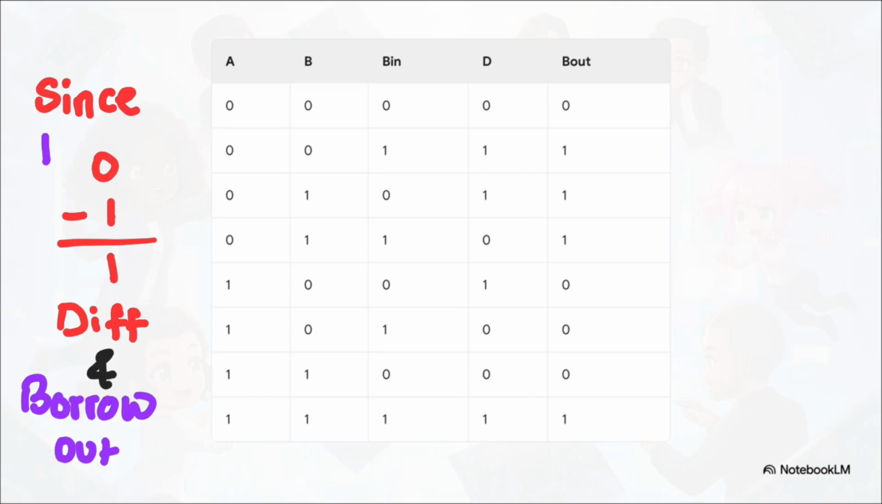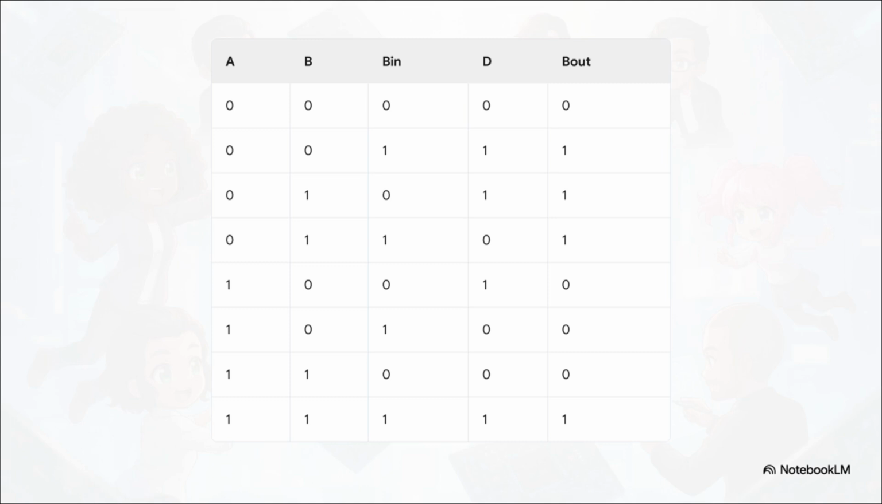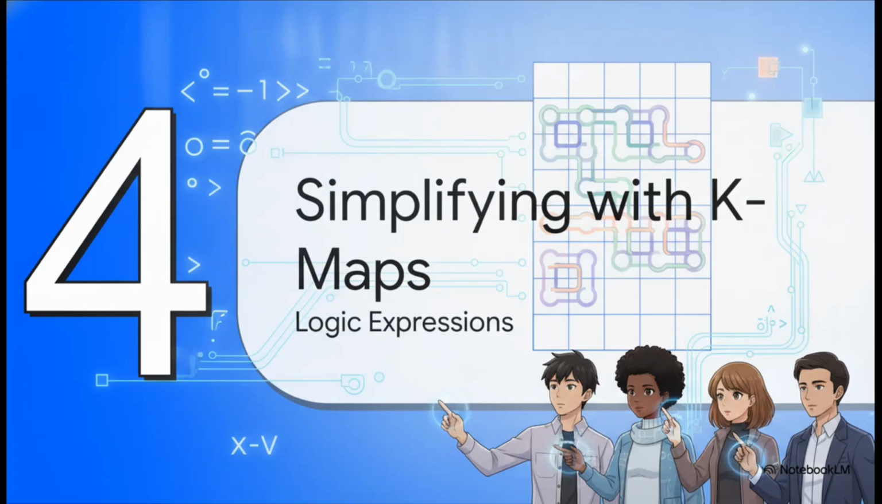And if you skip down to the very last row, where A, B, and bin are all 1s, both our difference and borrow out are 1. This table right here is the foundational logic map of subtraction. Next up, section 4. We are simplifying with K-maps to derive our logic expressions.